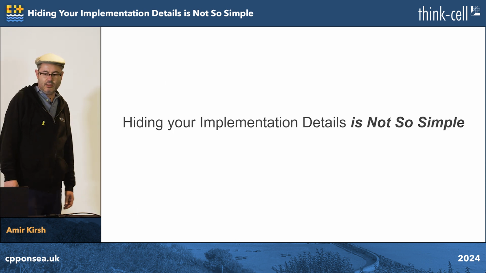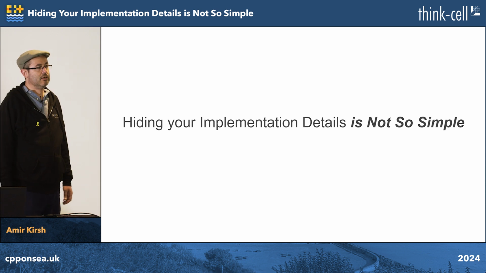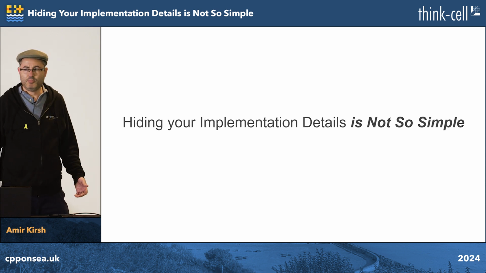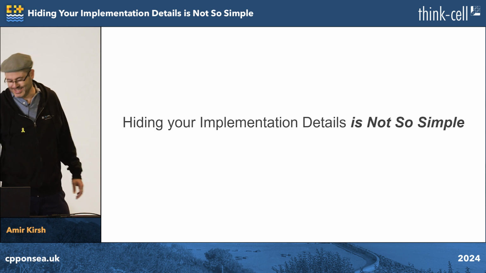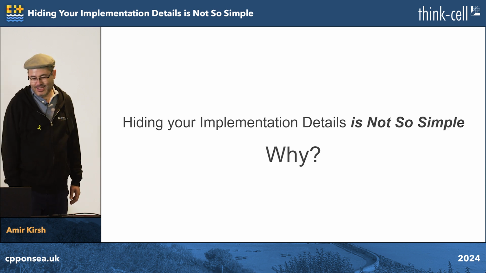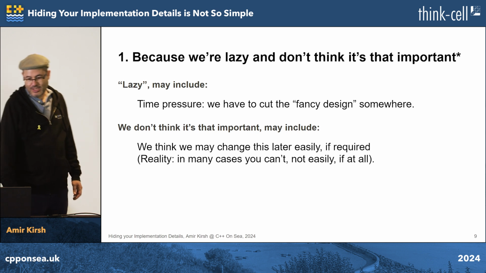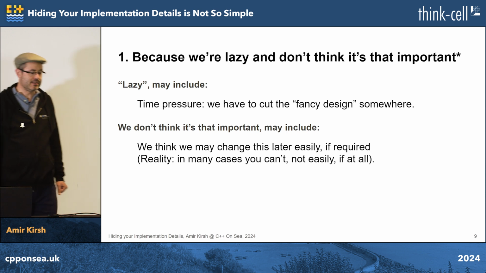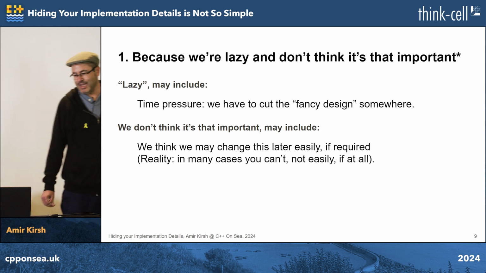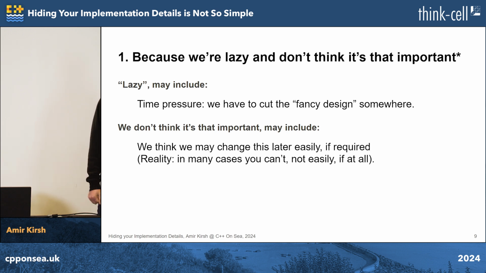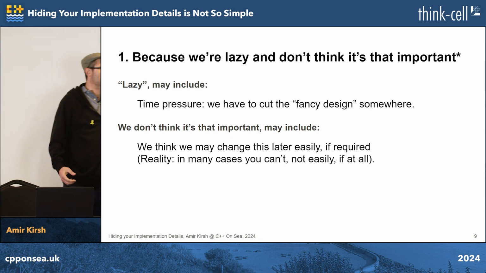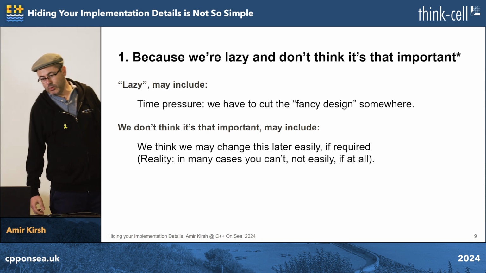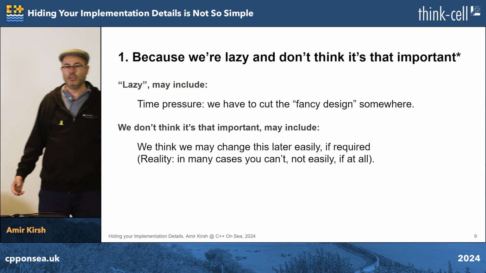So why is it not so simple? What makes it complicated? I mean, put things in private, right? That's it, we can conclude. Let's summarize. Well, not so. It is a bit complicated. First, because we are lazy. And we are not lazy without purpose. We are lazy because we want to go home early, or because we want to achieve more goals, more tasks, and we don't think that something is that important.